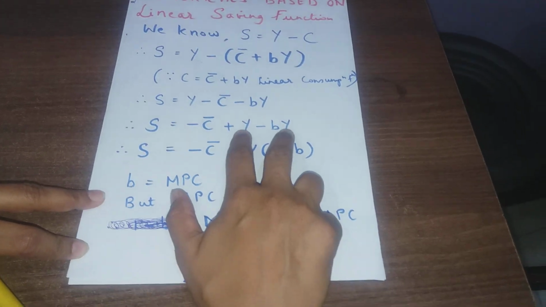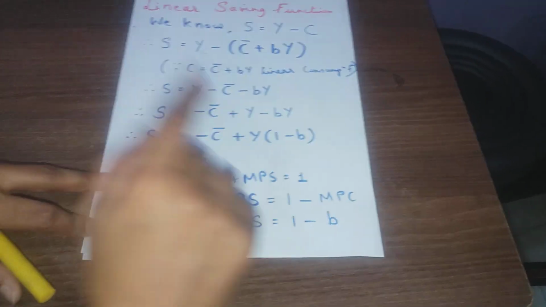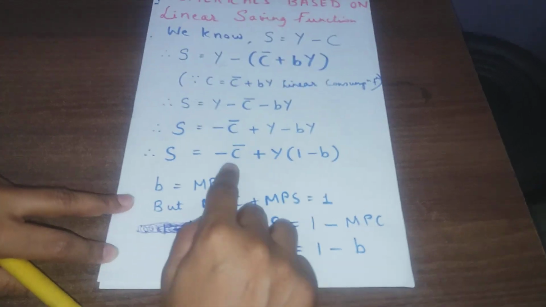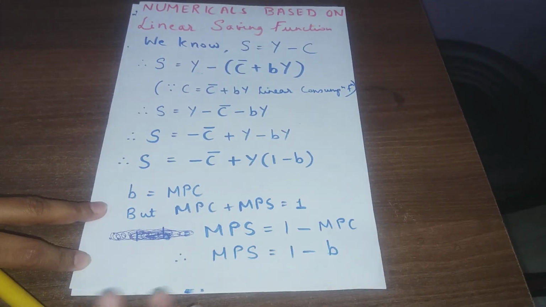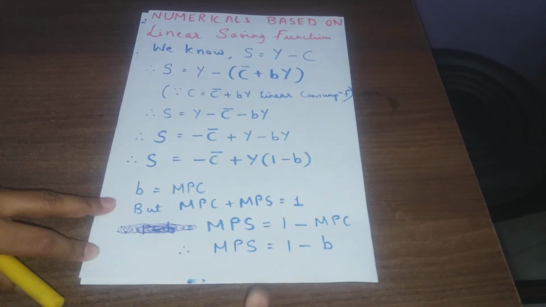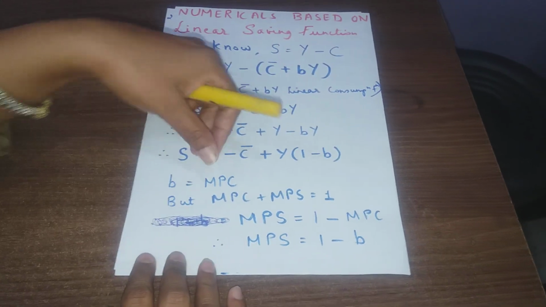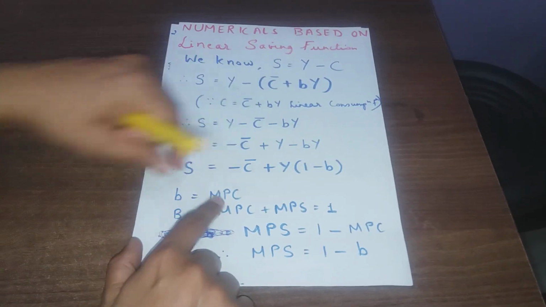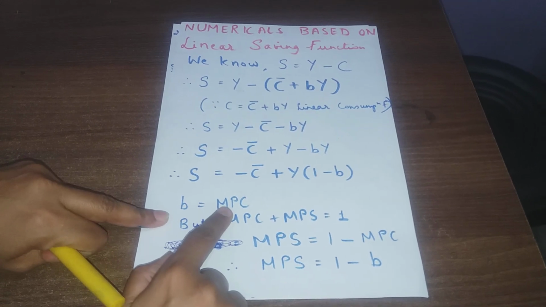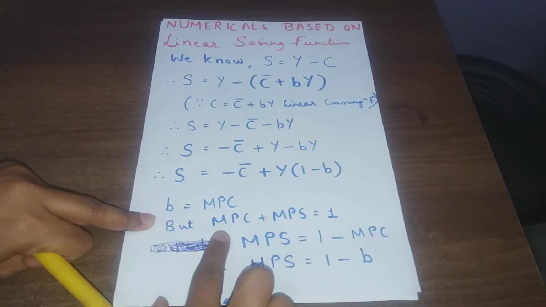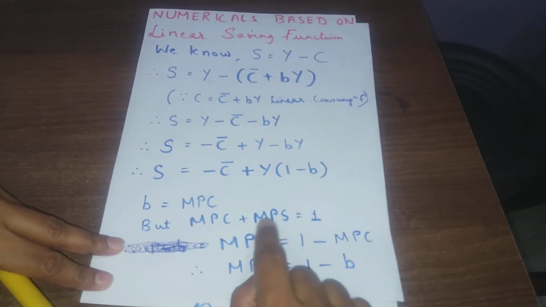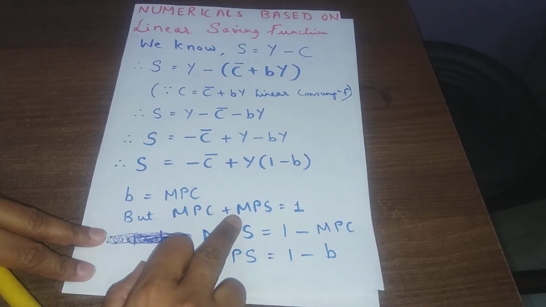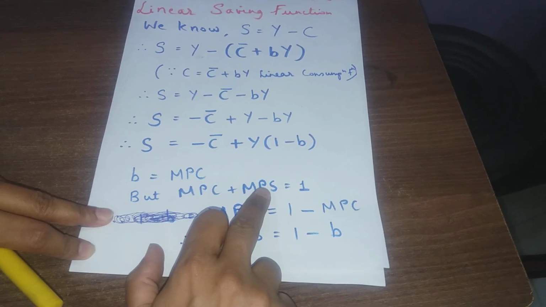Now what we are able to see in these two terms is that Y is common. So I have written minus C bar as it is, plus Y common, and 1 minus B remains inside the bracket. This 1 minus B is actually MPS. Let me explain what this MPS is. We already know that B is MPC, marginal propensity to consume. But we also know that MPC plus MPS is equal to 1. This I will discuss later in the upcoming videos. MPS is marginal propensity to save.